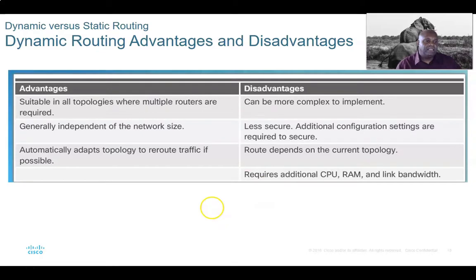And it says here, routes depend on current topology, requires additional CPU and bandwidth. Well, if you notice the new routers and switches that are coming out, they are robust. They have robust CPUs, RAM. These routers and switches are dynamic. So this here is the least of your problems when it comes to dynamic routing.